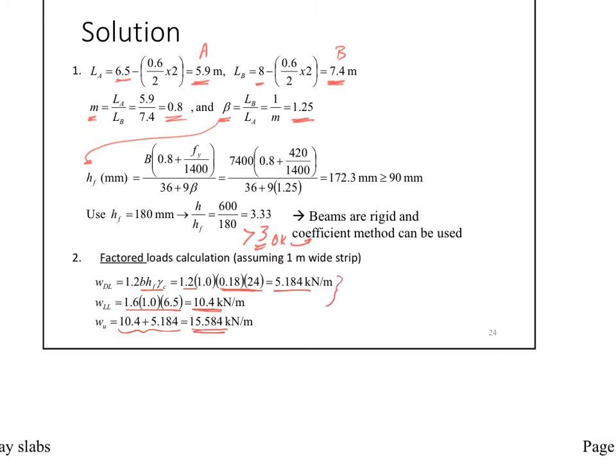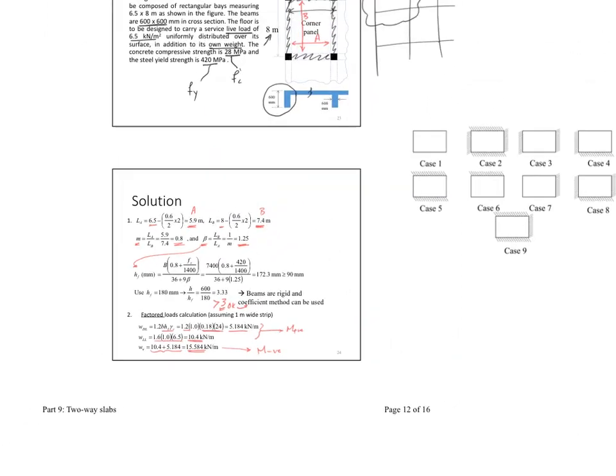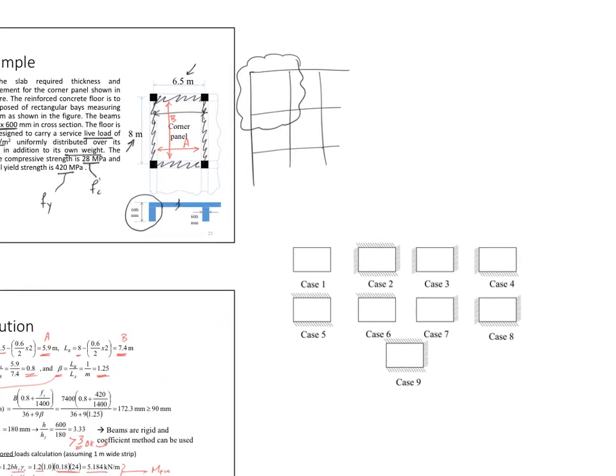Remember that the breakdown of the dead and live would be used for M positive, while this ultimate will be used in the M negative calculation. Keep this in mind. Let's take a quick look on how the slab looks like to be able to find the case number, the appropriate case number.